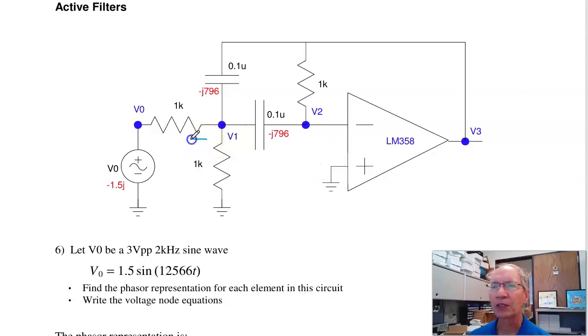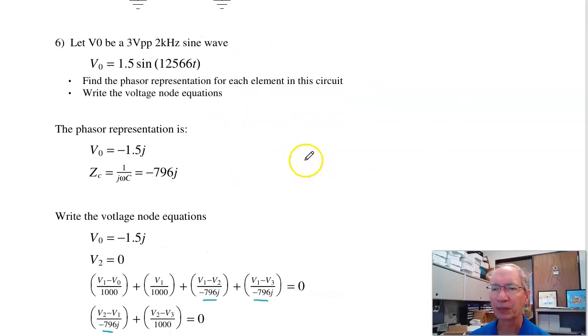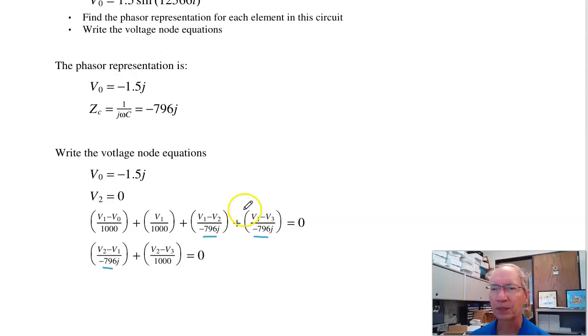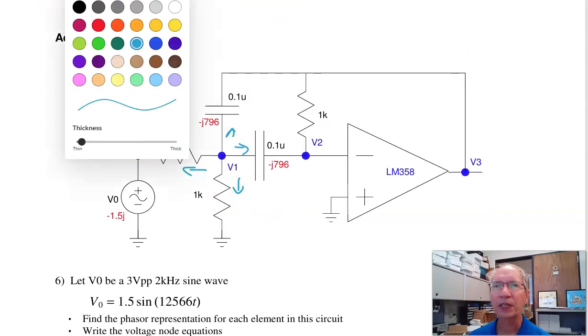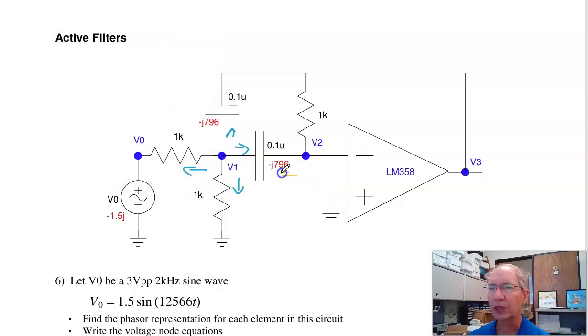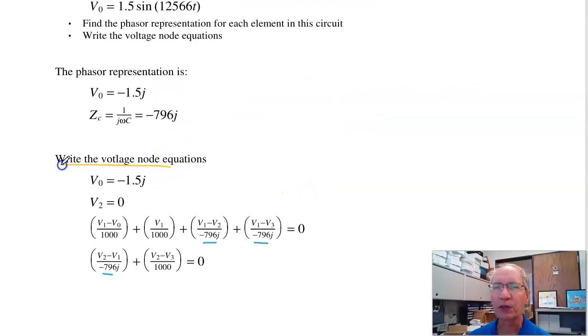I can do the node equation V1, current left, down, up, and right equals 0. That's V1 minus V0 over 1K, plus V1 over 1K, plus V1 minus V3 over minus J796, plus V1 minus V2 over minus J796 equals 0. This equation. And the last equation is in node 2, current left plus current up equals 0, V2 minus V1 over minus 796J plus V2 minus V3 over 1K equals 0 gives you 4 equations for 4 unknowns.